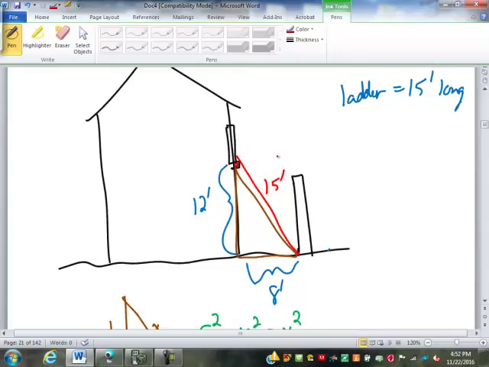The other way we could have done it is we could have done, here's a 15-foot ladder. We've got 8 feet here. How high up do we have to go to get that ladder in there? We would have ended up with something a little bit larger than 12 feet. So it's going up the wall further than 12 feet. So a lot of these, there's multiple ways you can set them up.